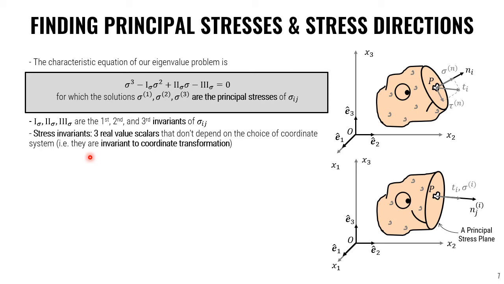So the first, second, and third invariants of the stress tensor are three real-valued scalars, meaning that they don't depend on the choice of coordinate system. For example, they're invariant to a coordinate transformation. So it doesn't matter if you rotate the coordinate system, you always get the same numbers for these three invariants.